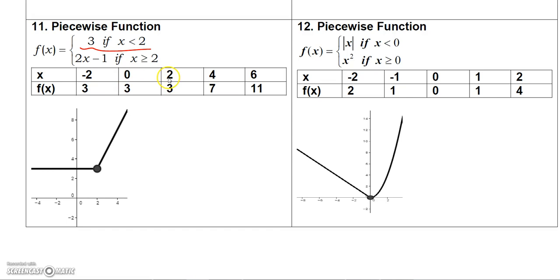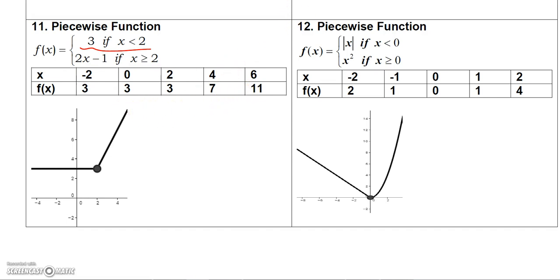But once you get to 2, you would plug into this function, because this function, 2x minus 1, you use that function if x is greater than or equal to 2. So any numbers like 2 or greater, you plug into this function. So if x is 2, you get 2 times 2 minus 1, which is 3. If x was 4, you would get 2 times 4 minus 1, which is 7. And if x is 6, you get 2 times 6 minus 1, which is 11, and so forth.